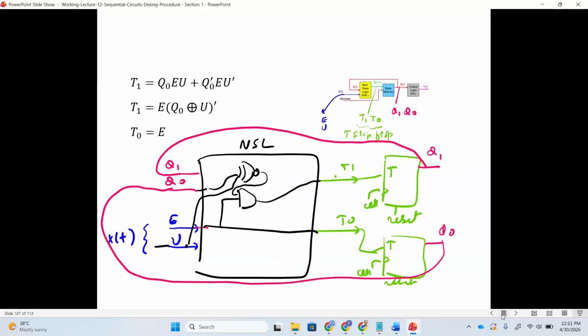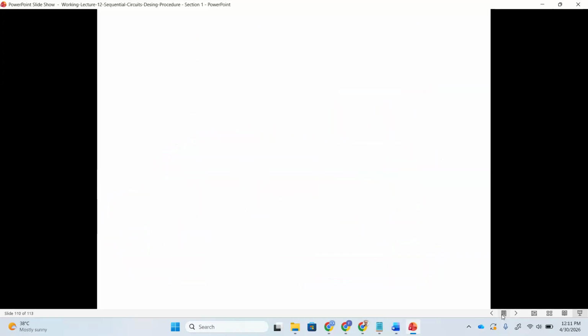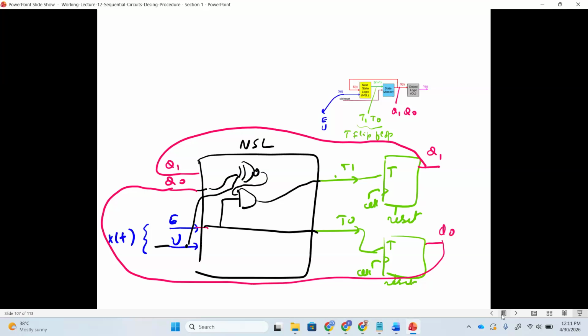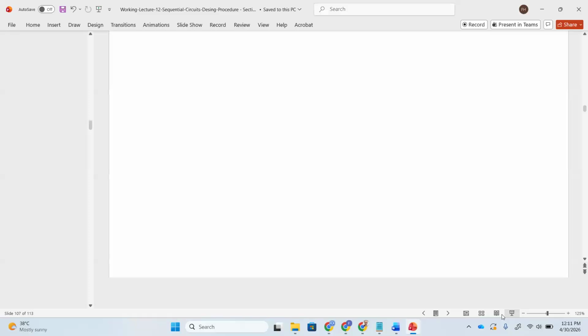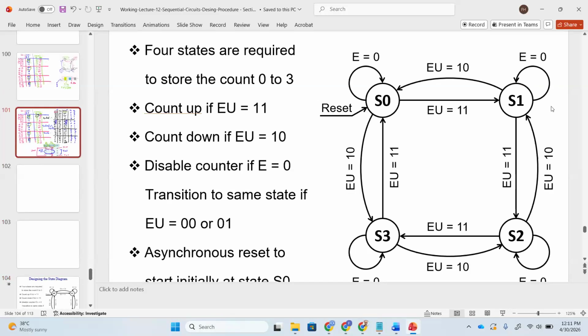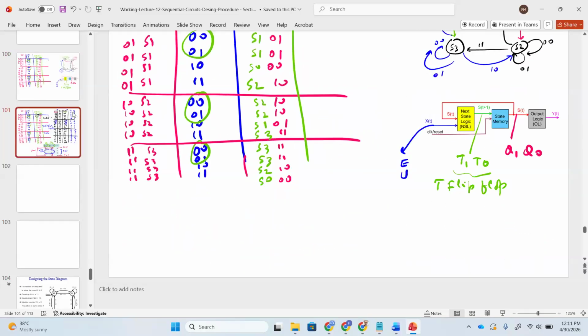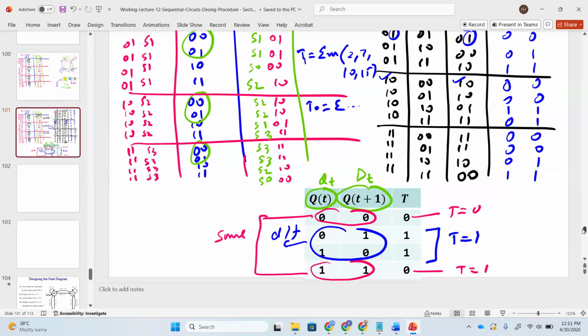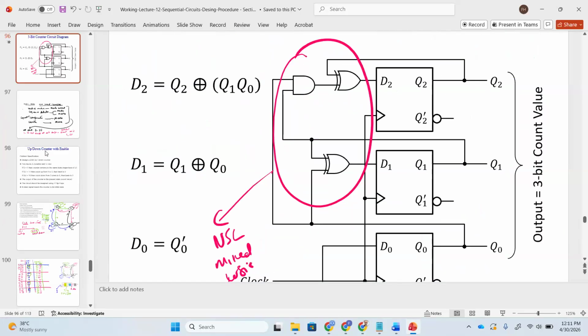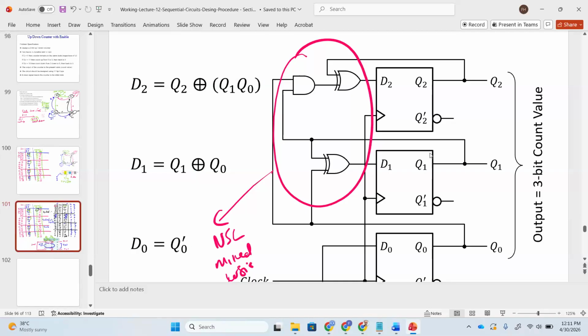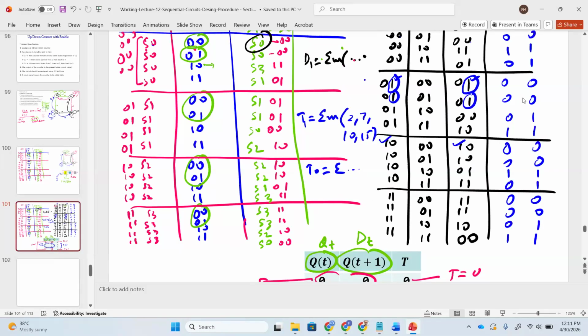We draw the state transition table. For T flip-flop, we need to use the excitation table, and based on the excitation table, we derive the expression for T1 and T0. Any question?